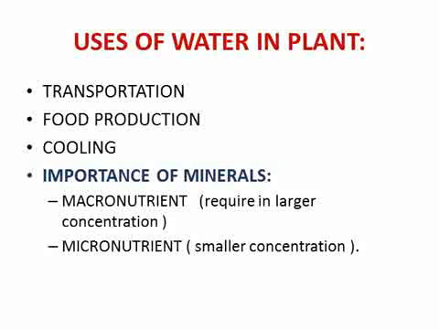Next is uses of water in plants. For what purposes is this water used? For transportation, for food production, for cooling purposes. Next is the importance of minerals. Nutrient elements are essential for plants to grow well. Nutrient elements are divided into two categories: macronutrients and micronutrients. Macronutrients are required in larger concentrations; micronutrients are required in smaller concentrations.